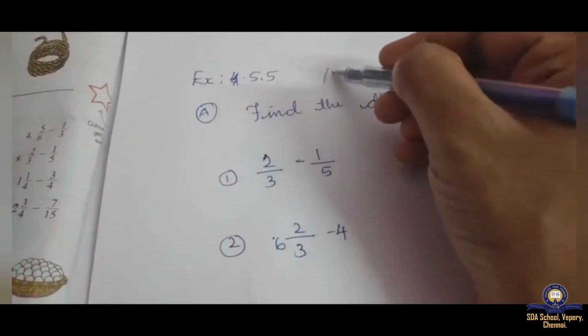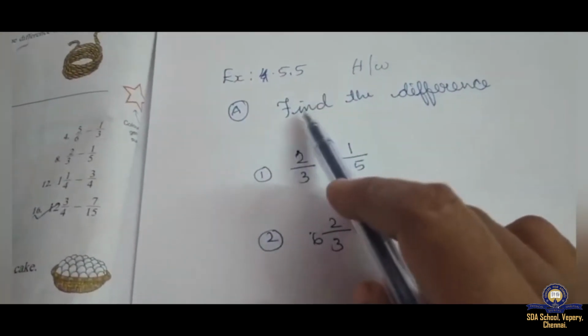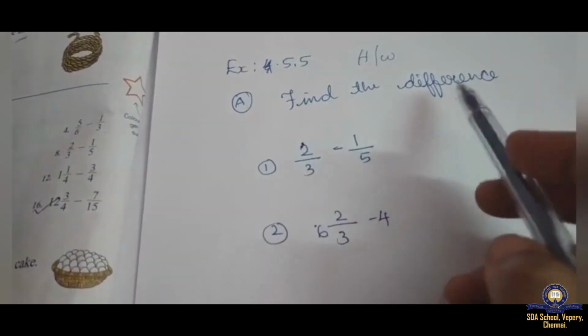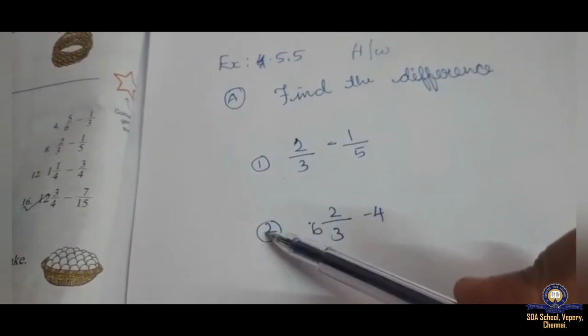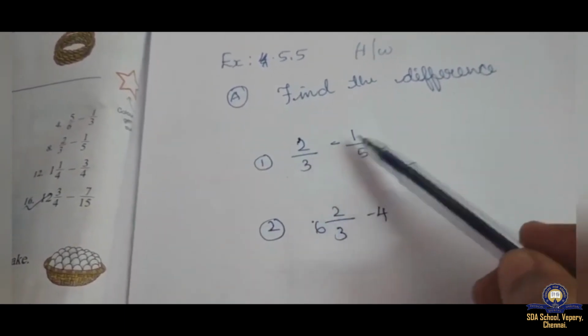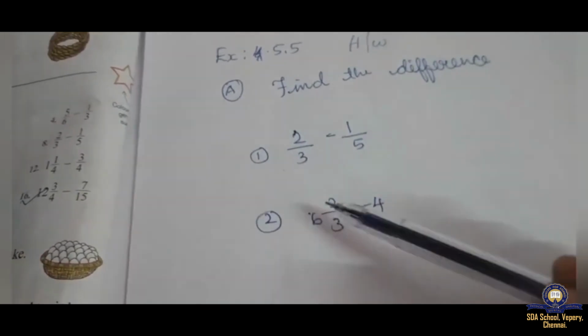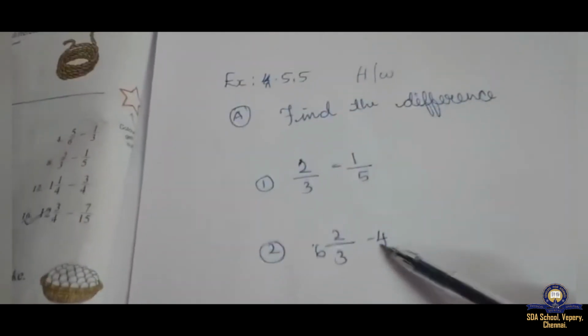For your homework, Exercise 5.5, section A, find the difference. This is not the exact number from the book, but the question is from the book: 2/3 minus 1/5, and this mixed sum also. You have to do it as your homework.